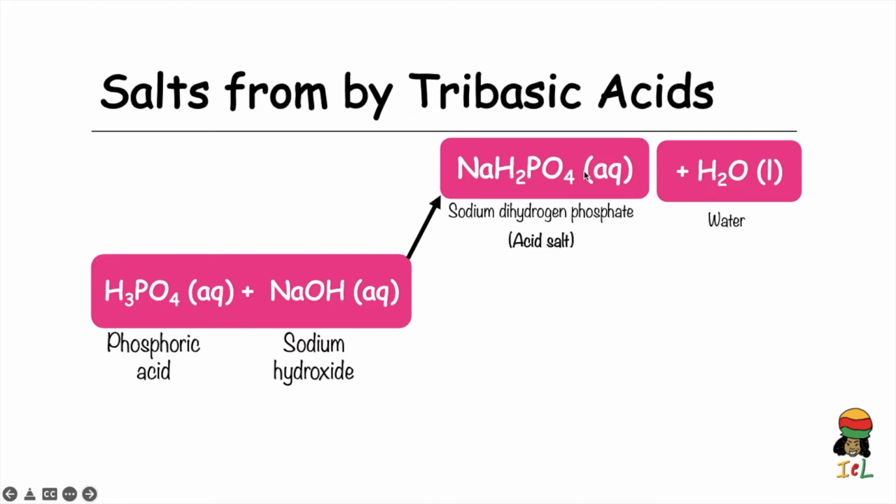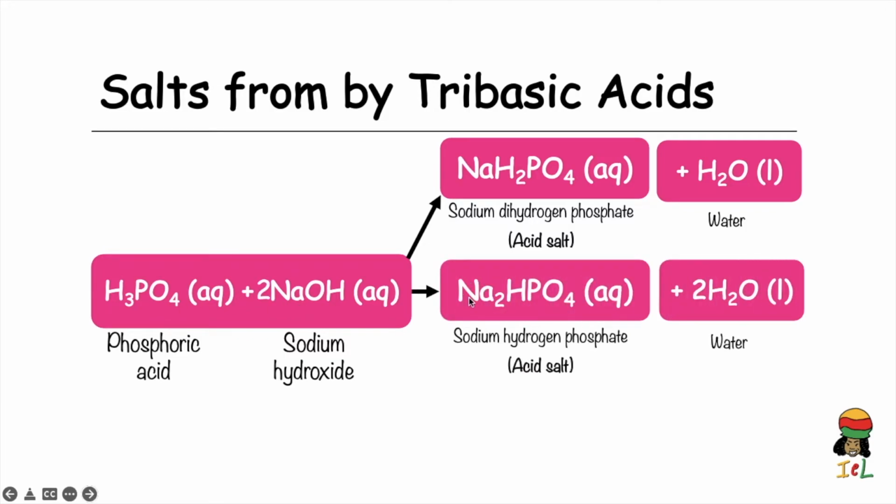So the next possibility is to have two of the three replaceable hydrogens substituted by the sodium. And so what we have is two sodiums now because it has replaced two hydrogens, and one hydrogen is remaining, and of course we have the phosphate part of the molecule. So the name of this would be sodium hydrogen phosphate. And of course it is an acid salt because there's still one hydrogen remaining in the formula.